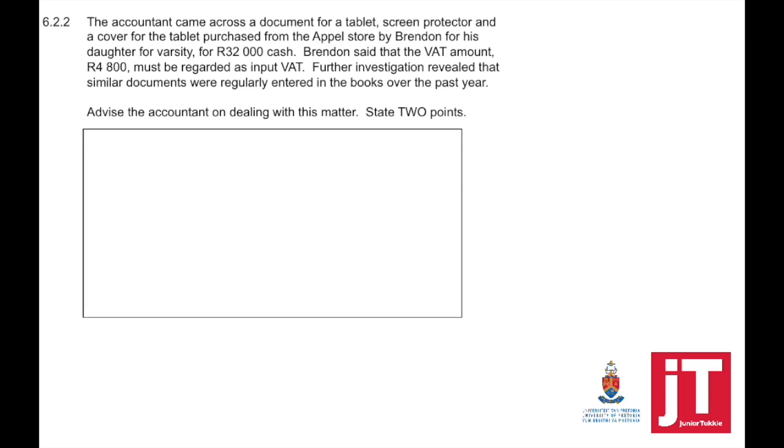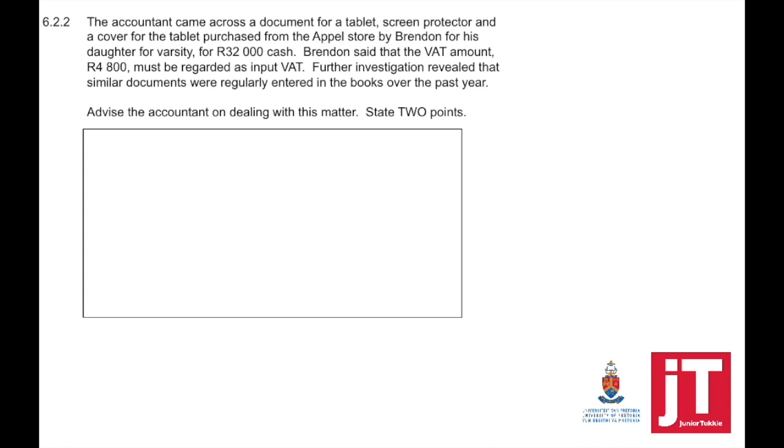Question 6.2.2. The accountant came across a document for a tablet, screen protector, and a cover for the tablet purchased from the Apple Store by Brendan for his daughter for varsity for 32,000 cash. Brendan said that the VAT amount 4,800 must be regarded as input VAT. Further investigation revealed that similar documents were regularly entered in the books over the past year. Now, what is the problem here?